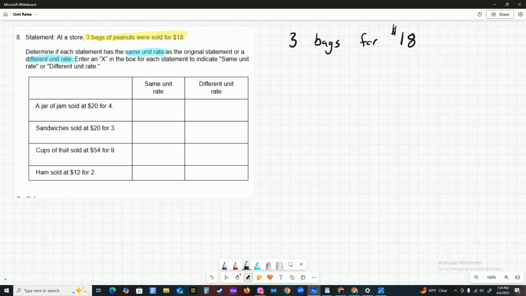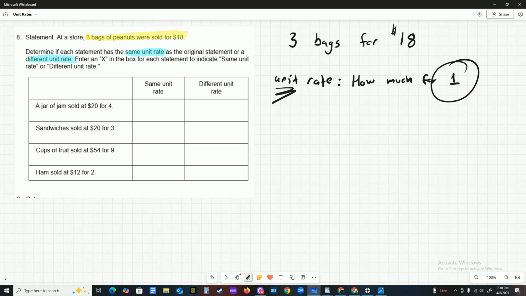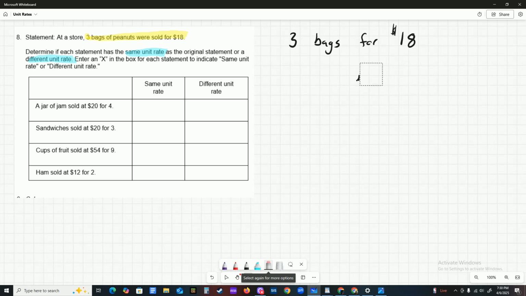So remember that a unit rate means how much for one, right? How much for one? It's not always price. It could be speed. So how far you travel in 1 hour, how long it takes you to travel 1 mile, anything to do with one, because that's what the word unit means. Unit means one. So we're looking for the unit rate of the bag of peanuts, right?